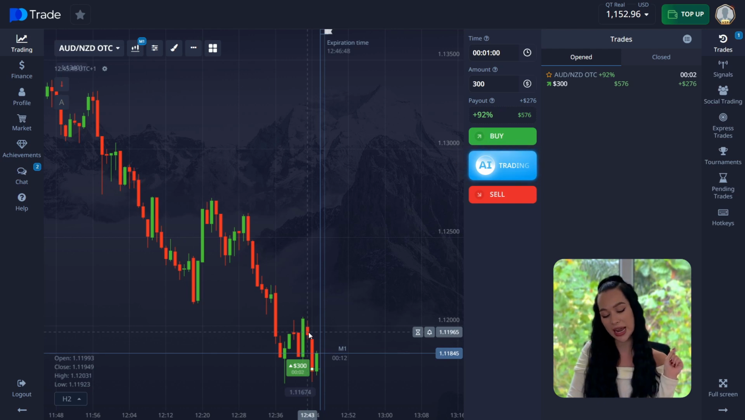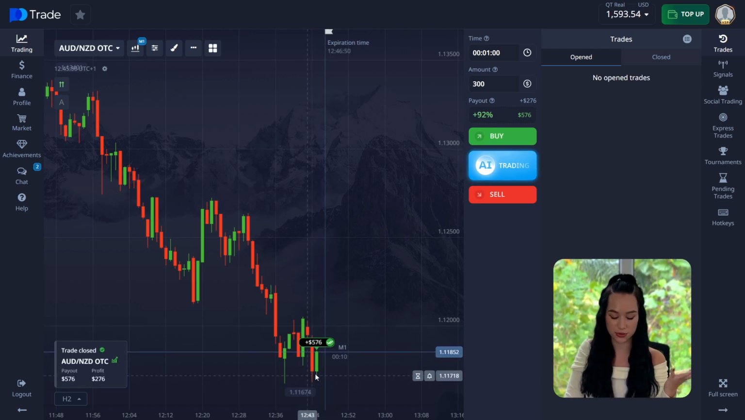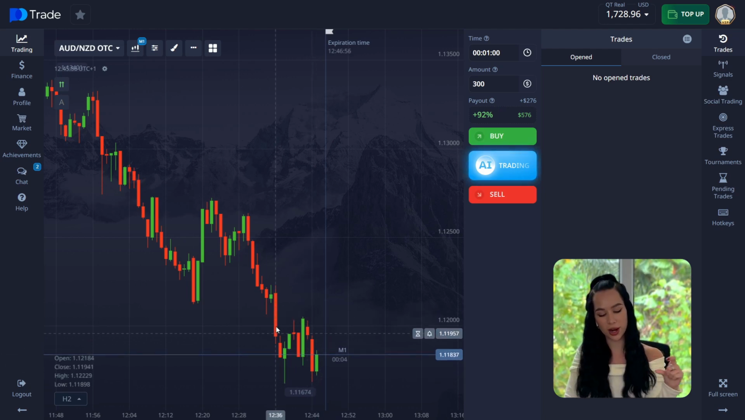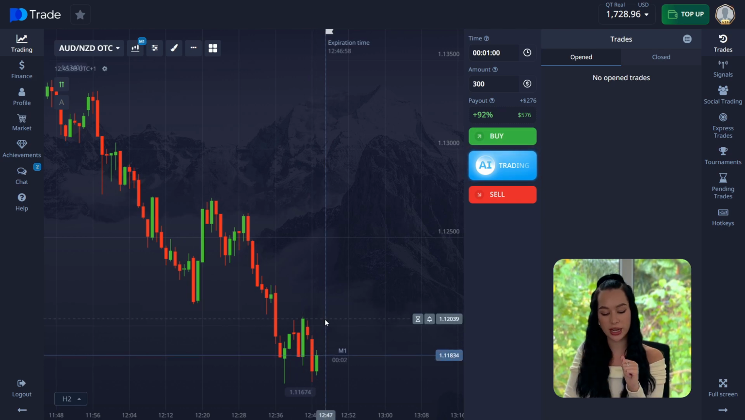It's 1 second and we closed this trade successfully, guys. As you can see, it rose up after it achieved the support level, and probably is going to be a lateral movement right now, and the chart will just go in one direction.